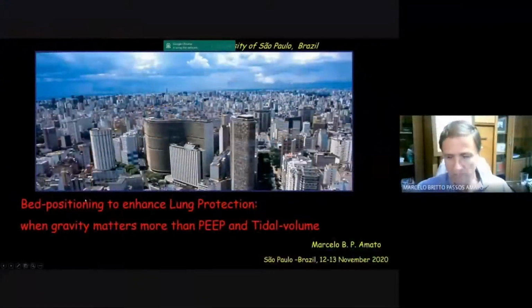Good afternoon. My name is Marcelo Amato, and I'm going to present this talk about bed positioning to enhance lung protection, when gravity matters more than PEEP and tidal volume.